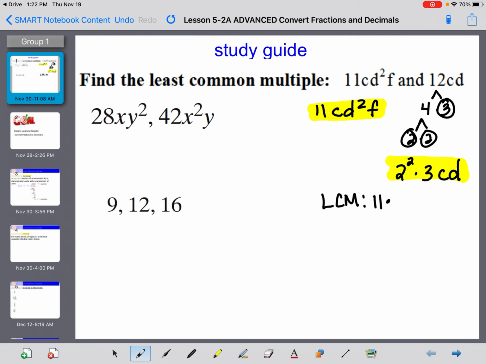Then I have 2 squared. There is no other 2, so 2 squared it is. Then I have 3. There is no other 3. There's no 3 squared or 3 to the third or anything like that, so I need to use the 3. Then I do the same thing with my variables.